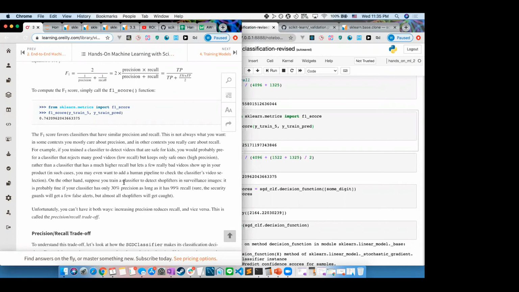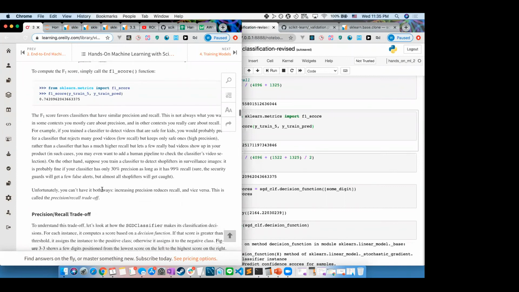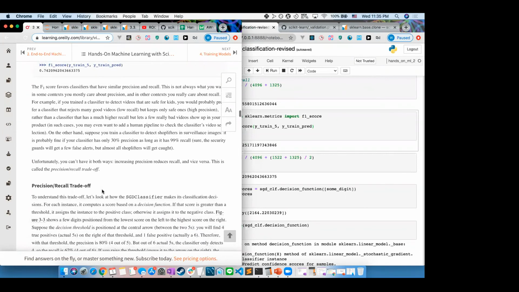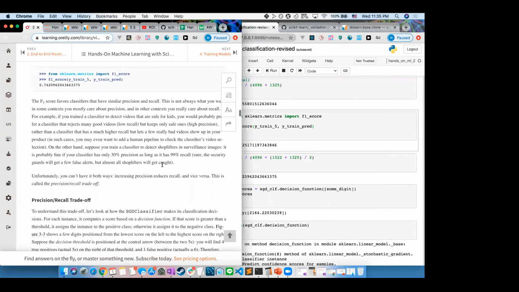On the other hand, suppose you train a classifier to detect shoplifters in surveillance images. It's probably fine if your classifier has only 30% precision, as long as it has 99% recall. Sure, the security guards will get a few false alerts, but almost all shoplifters will get caught. Unfortunately, you can't have it both ways. I thought this was really interesting when I first learned it a couple of years ago. Increasing precision reduces recall and vice versa. So you don't really get it all, and there's usually a trade-off, just like variance and bias.